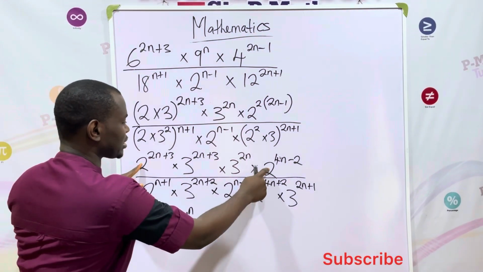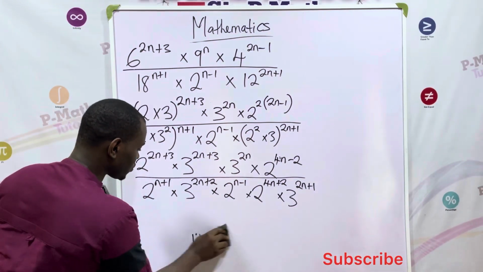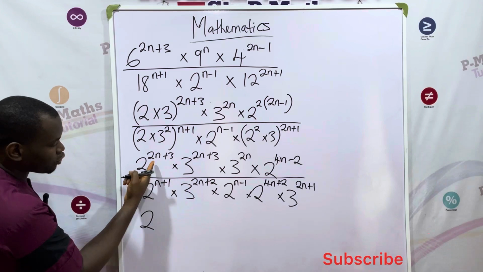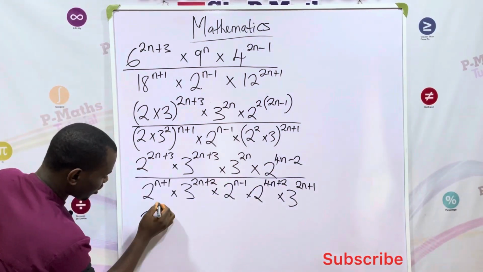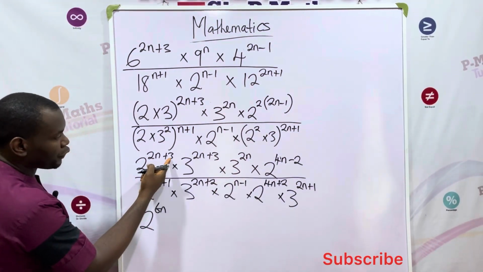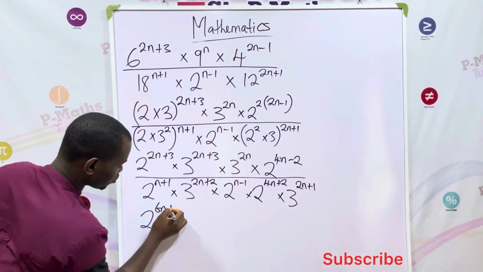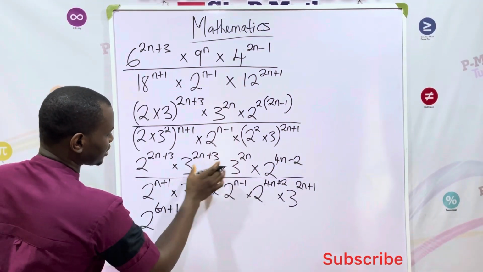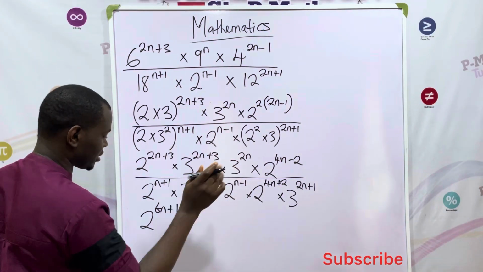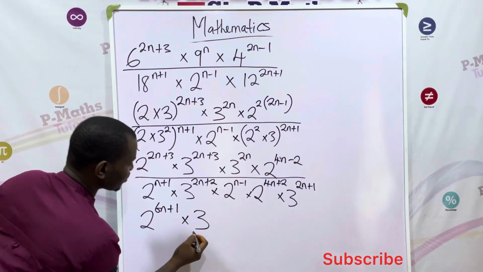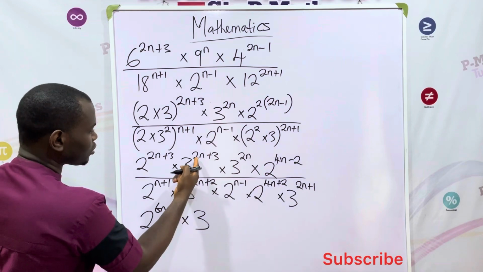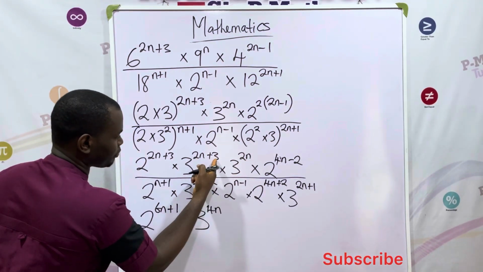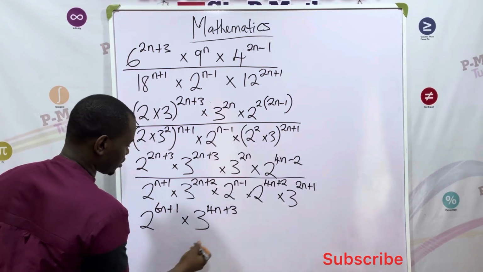2 and 2 are the same base. So I am picking 1, and I'll add their powers. 2n plus 4n will give us 6n. 3 plus minus 2 should give us 1. Then 3, the same. 3 and 3 are the bases here. So we take 1 and add their powers. 2n plus 2n will give us 4n plus 3. Nothing to add to it.